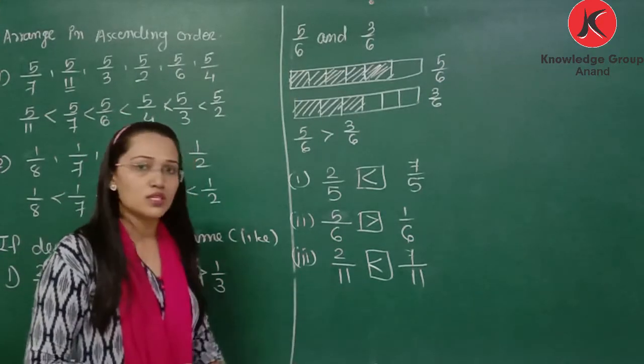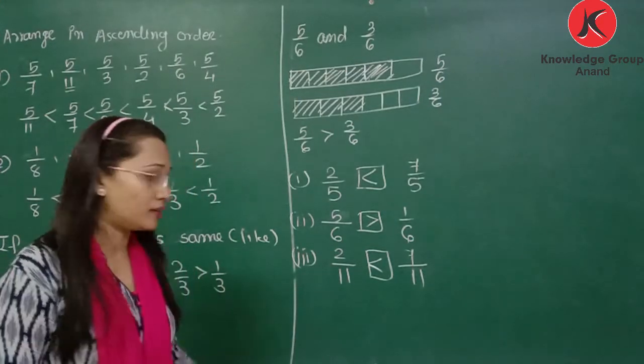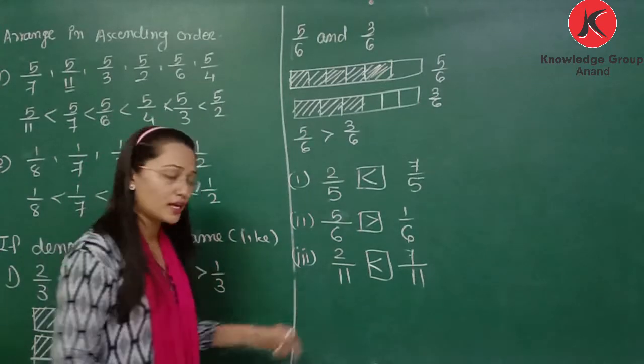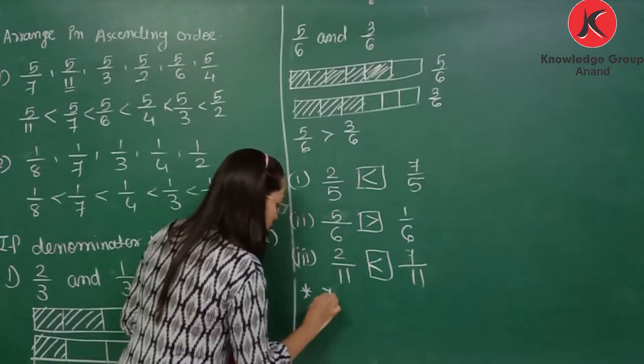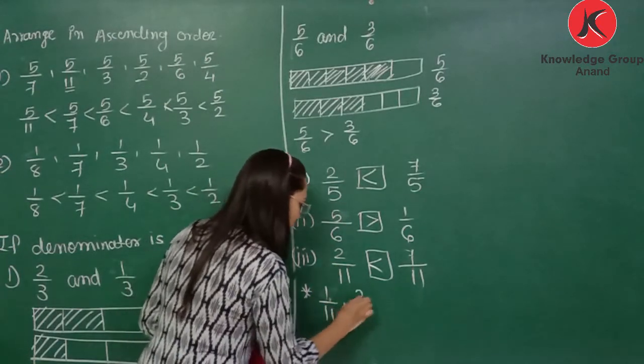You can also use this concept to arrange fractions in ascending or descending order. Let's take one more example: 1 by 11.